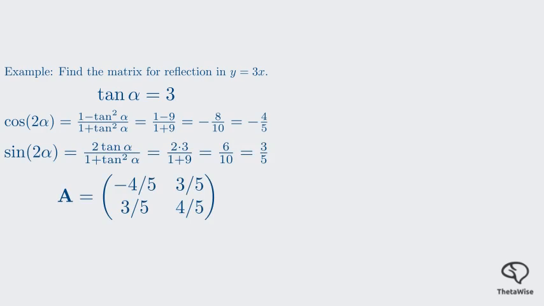Cos 2 alpha is (1 minus tan squared alpha) over (1 plus tan squared alpha), which is negative 4/5. Sin 2 alpha is 2 tan alpha over (1 plus tan squared alpha), which is 3/5. Substituting these into our matrix formula gives the transformation matrix.